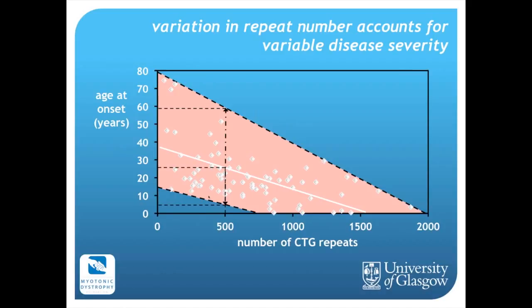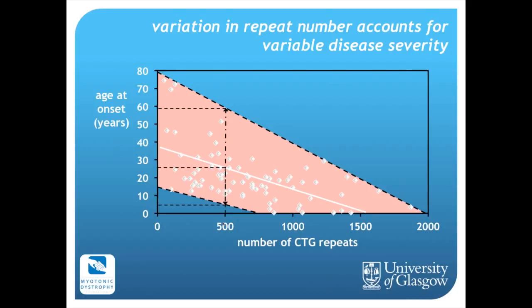So what is the reason that the number of repeats isn't more predictive? Well, some of that is due to natural variation. So individuals differ in their response to having the myotonic dystrophy mutation for a whole bunch of reasons. Those can include interactions with the environment, but also the rest of the genetic variation in the genome.